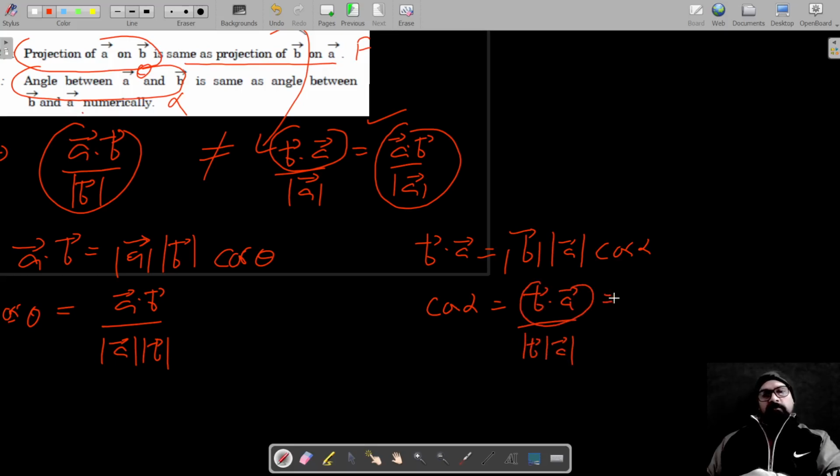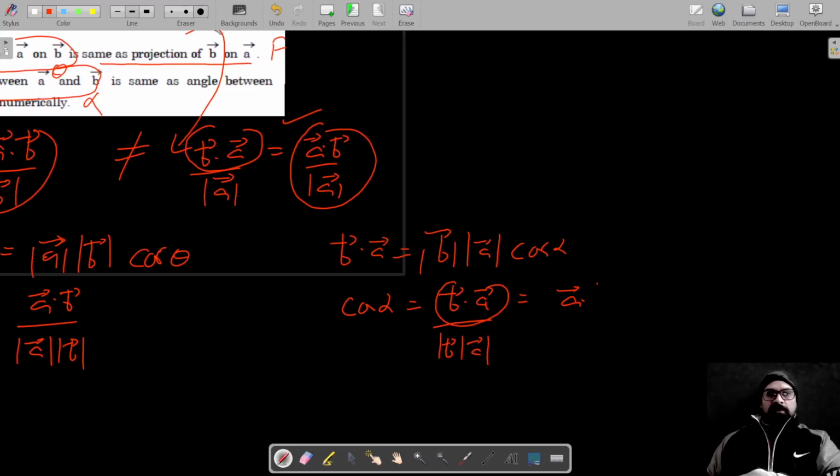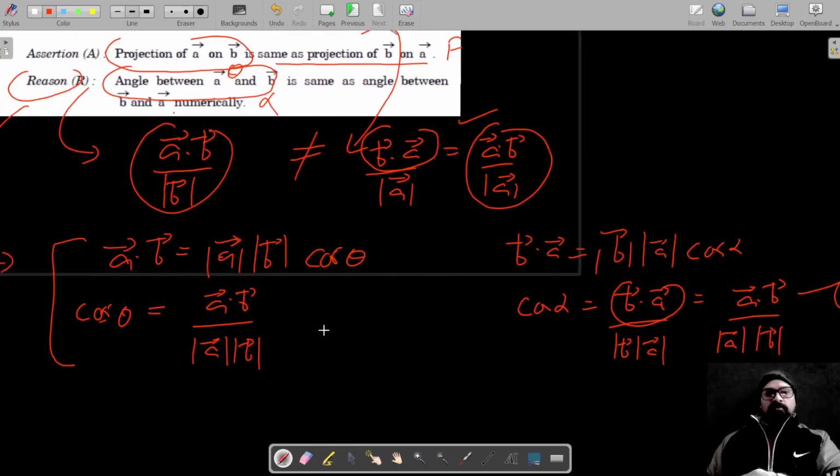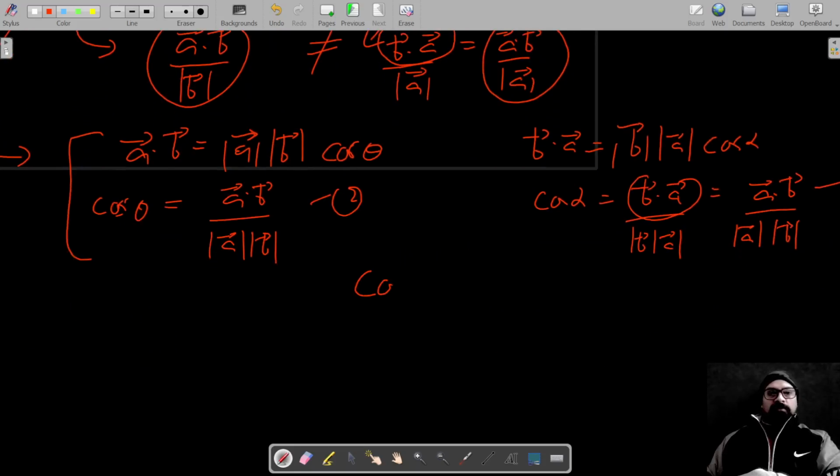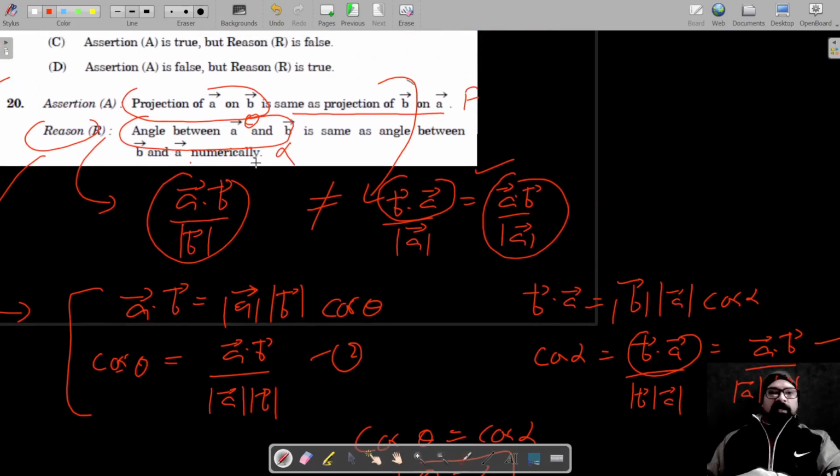Now B dot A is commutative, so I can write it as A dot B, and this I can rearrange and write it as magnitude of A into magnitude of B. So this is 2, this is 1, which means cos theta is equal to cos alpha, which means theta is equal to alpha. So that means the angle between A and B is the same as the angle between B and A.